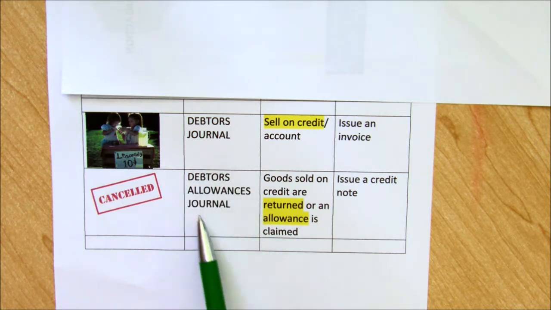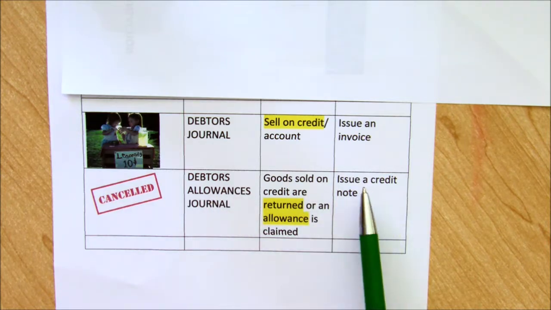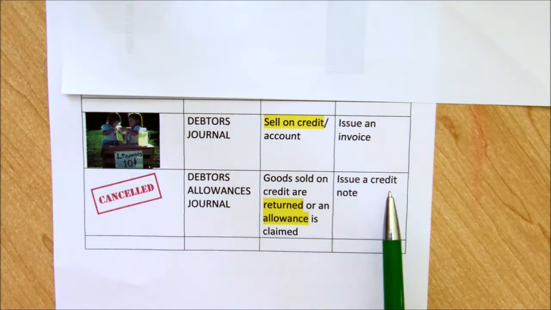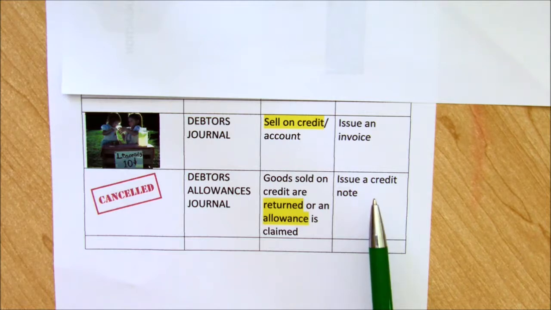Then we use the debtor's allowances journal. We're giving an allowance to the debtors, so we're reducing the amount they owe us. And the document that we use here is a credit note. When you look at the ledger just now, you'll see that a debtor's ledger, which is an asset account, is going to get reduced. The debtor owes you less. You're going to credit the debtor. So hence the reason why it's a credit note.